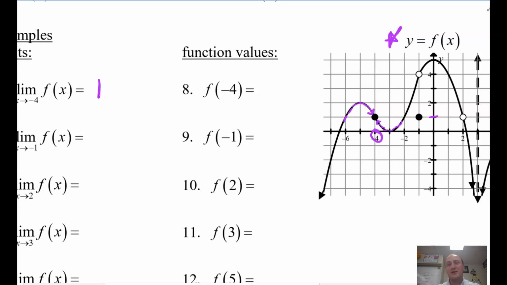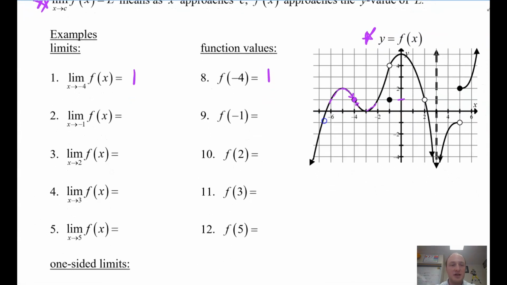Now we can also evaluate functions, and you guys are used to this. Number 8 says f of -4 is equal to. I look at my function, and lo and behold, at -4, the output is 1. Notice they match, and that'll be important. We'll talk about continuity in a second.